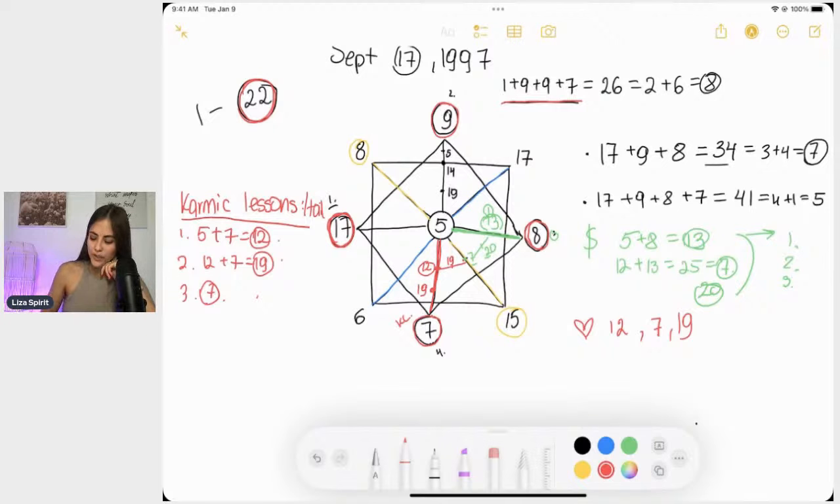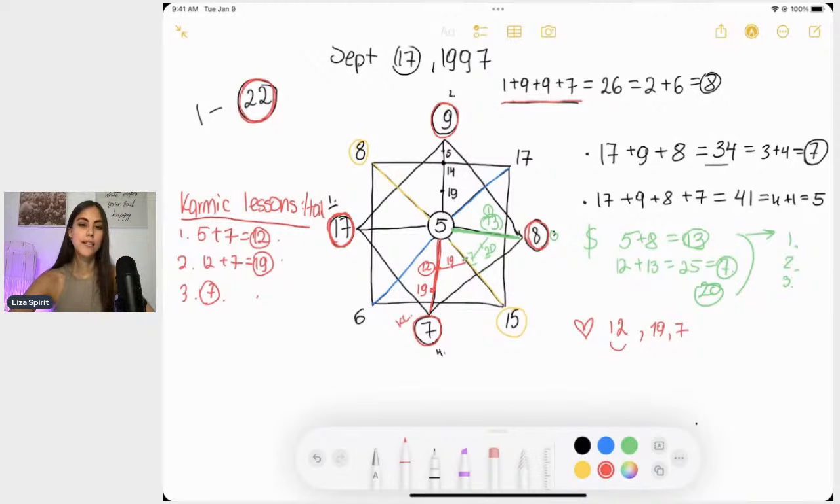Next one, love. For love, we have 12, we have 7, and we have 19. I should probably put them the other way around just to follow the order. 12, 19. Yeah. I don't like my number 19. And 7. So this is all about love. Our love relationships. What kind of person do we meet? What are we looking for? What is important for us to have in a partner?